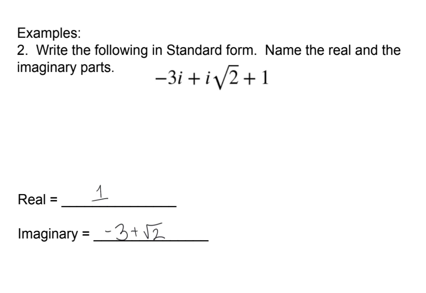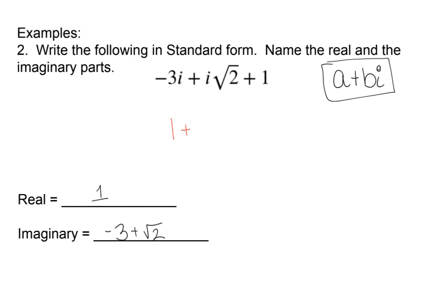Now we've been asked to write this in standard form. Standard form is the real stuff plus or minus the imaginary stuff. So that's our standard form. In this one, the only thing that's real is 1. So I'm going to start by writing a 1 plus, and then I need to put the imaginary stuff. Well, the imaginary stuff is -3 and a plus root 2. But these are not like terms, so I can't put them together. I can't add a root 2 with things that aren't roots.